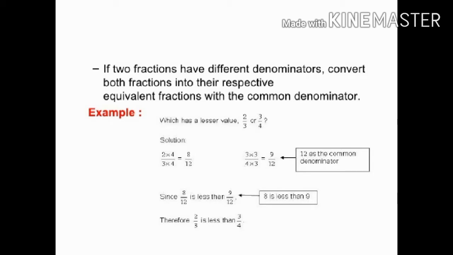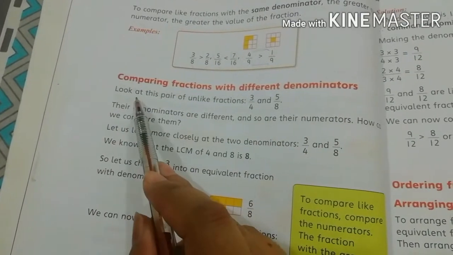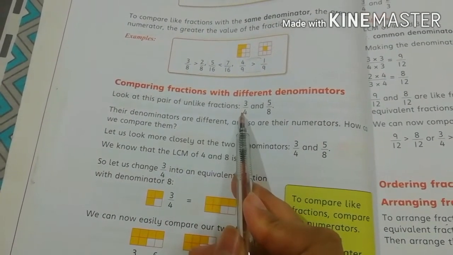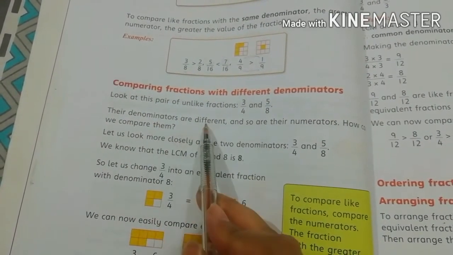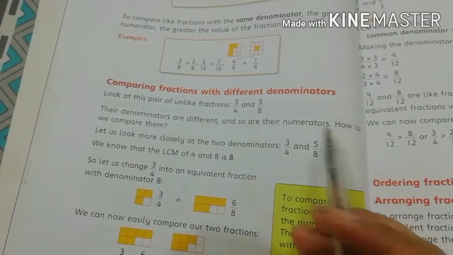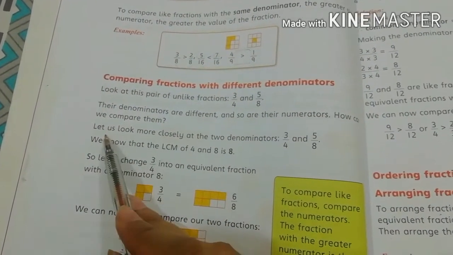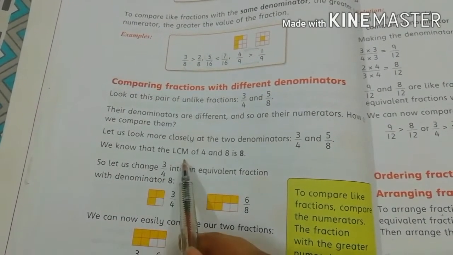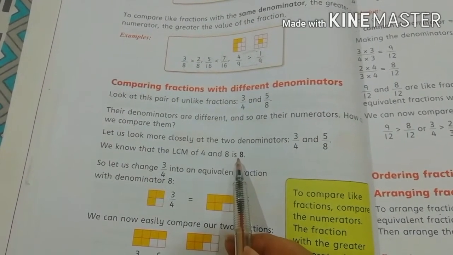Now we read from book. Look at this pair of unlike fractions 3 by 4 and 5 by 8. Their denominators are different and so are their numerators. How can we compare them? Let us look more closely at the two denominators 4 and 8. We know that the LCM of 4 and 8 is 8. Let's check.